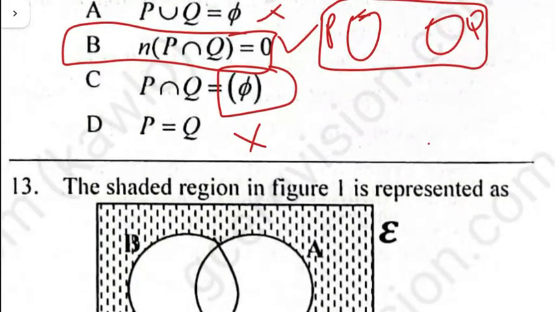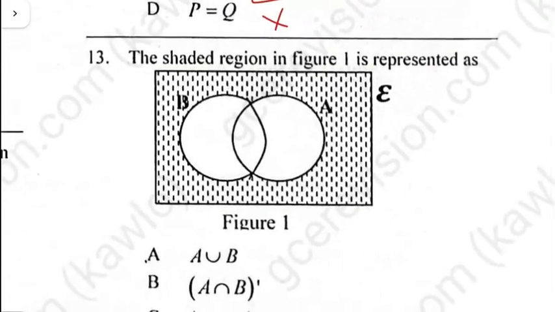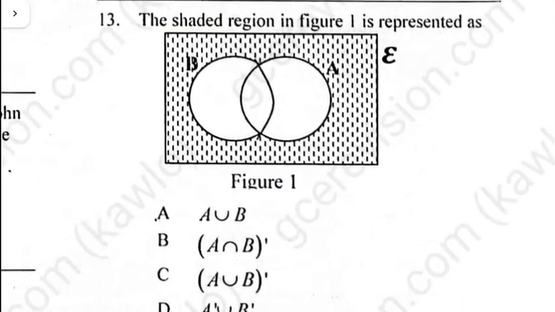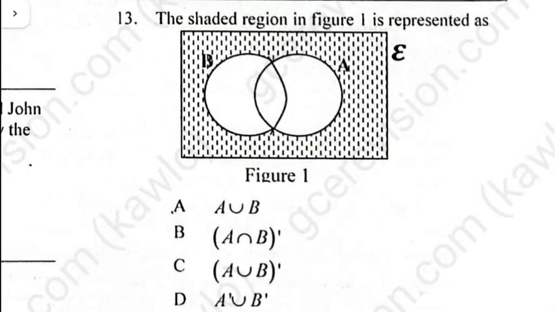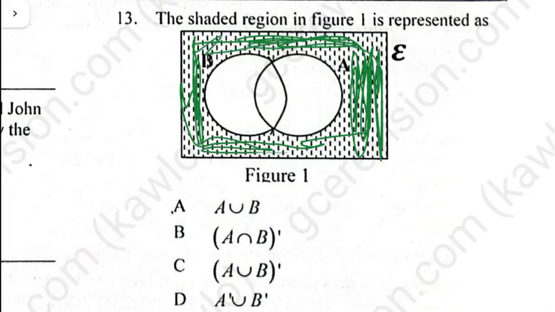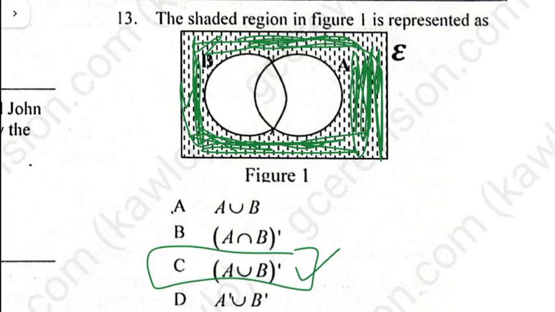Question 13. The shaded region in the figure represented is... So what's the shaded region in this figure? The shaded region is the region outside A union B, as you can see. This region outside is known as A union B complement. So we first get A union B. So it's A union B complement, that's C. So our key is C. Question 14.